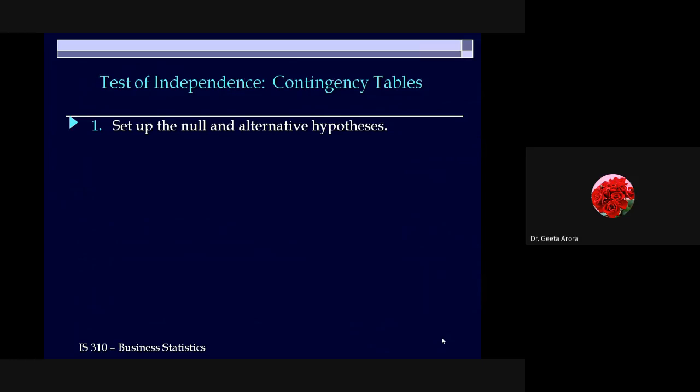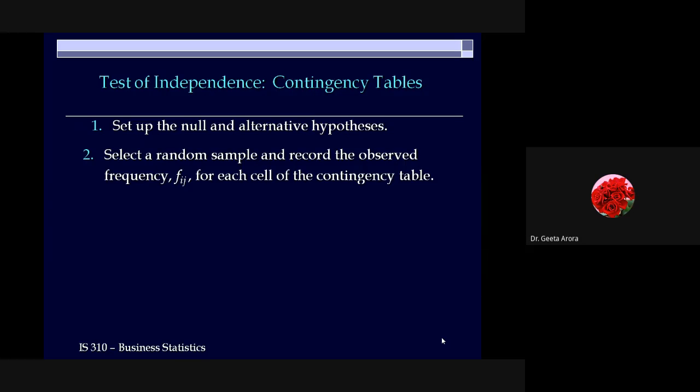The first step is the same as we have done earlier: we have to set up the null and alternative hypotheses. Then we select a random sample and record the observed frequency for each cell of the contingency table. As we are looking for independence, we are going to find a relation. Here also we have the frequencies given to us, and we are going to work with the observed frequencies and the expected frequencies.